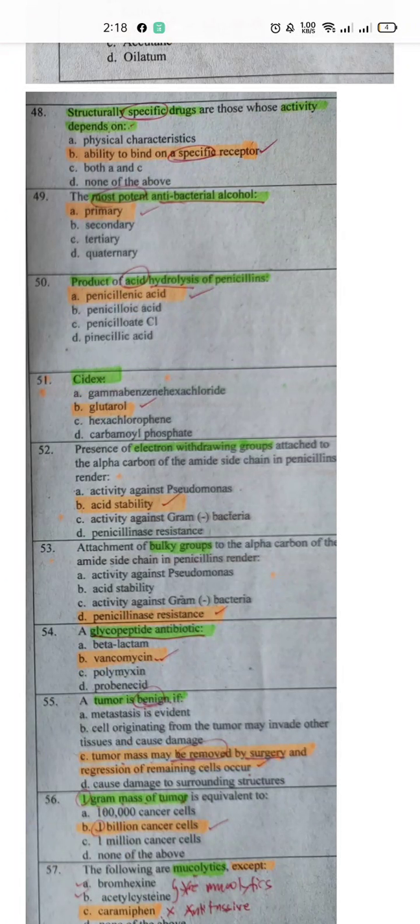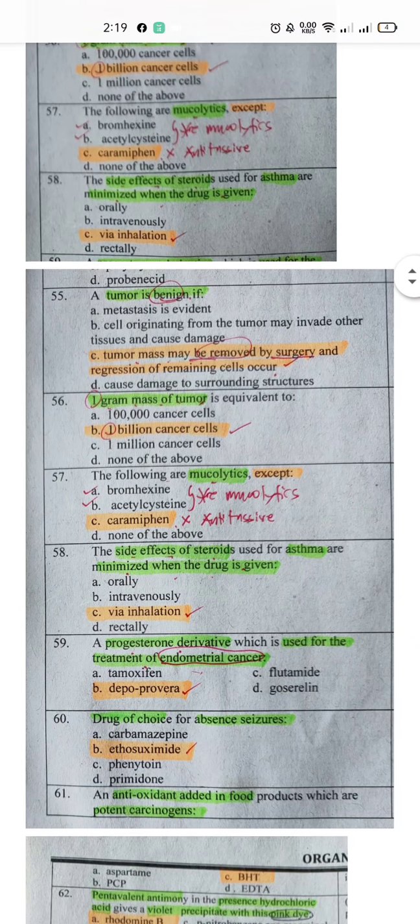Number 57. The following are mucolytics except for caramifen. So your bromhexine and your acetylcysteine are mucolytics, while your caramifen is an anti-tussive. So your bromhexine and your acetylcysteine are mucolytics, while your caramifen is an anti-tussive.